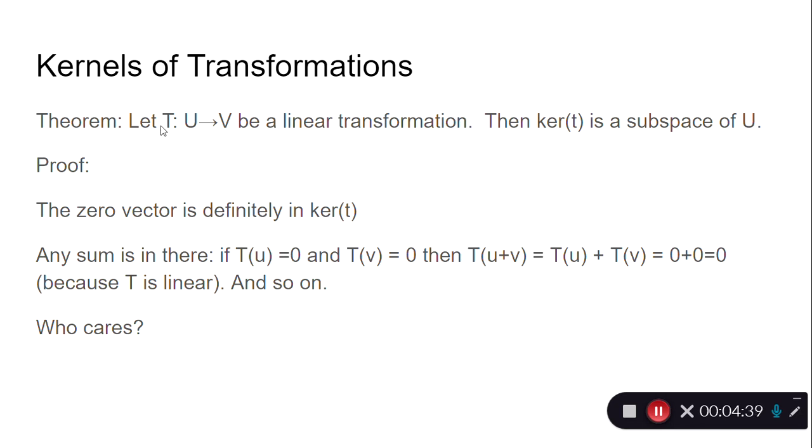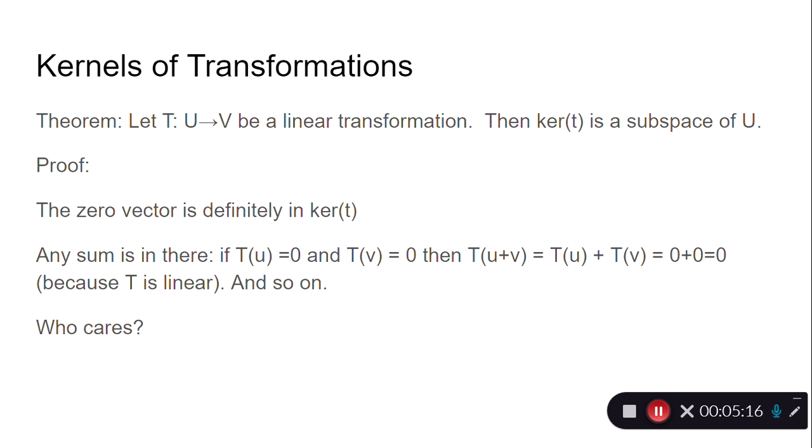The 0 is definitely in the kernel by linearity. Any sums in there, right? If u is in the kernel, so it evaluates to 0, and if v is in the kernel, it evaluates to 0, then T of u plus v, well, that's just T of u plus T of v, 0 plus 0. If u is in there, 4 times u is in there because you can factor the 4 out. You can go through and check all the requirements of a vector space, and they're all satisfied by the kernel. So, again, who cares?